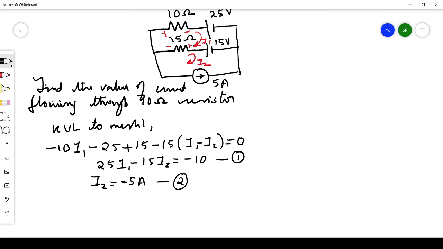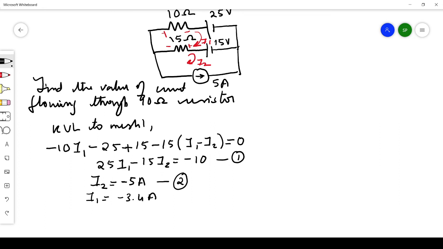Now we have two equations, and the unknowns can be found easily. Substitute this value of I2 equal to minus 5 ampere here, and you can find the value for I1. So I1 is equal to, when you substitute, you will get the value as 3.4 amperes.